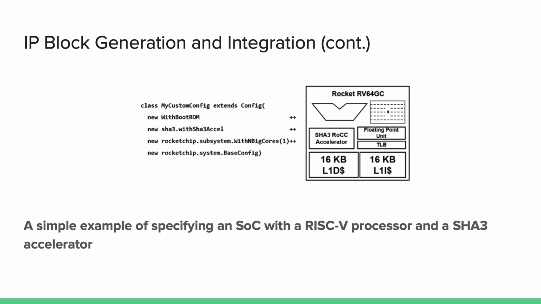On this slide, we have a simple example showing what the Chisel language looks like. In this case, we are specifying an SoC with a RISC-V processor and a SHA-3 accelerator.